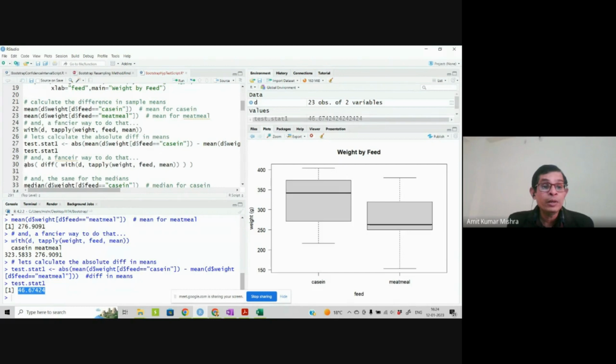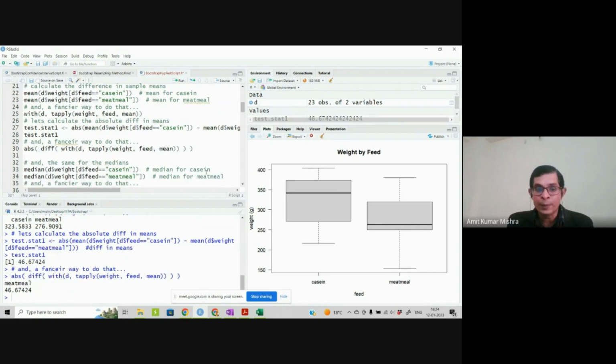This can be done in one line using the with function and the tapply function. So the absolute difference: with data D, apply the mean function on weight based upon feed. It will give you the absolute difference of the means of the two feed options in one line. It is 46.67, which we got before.